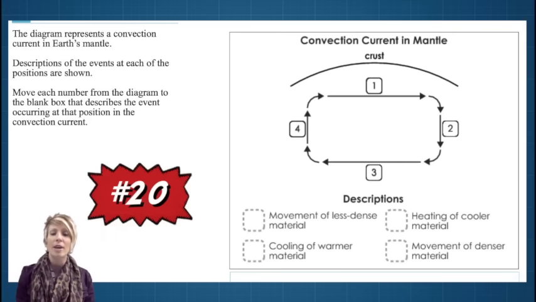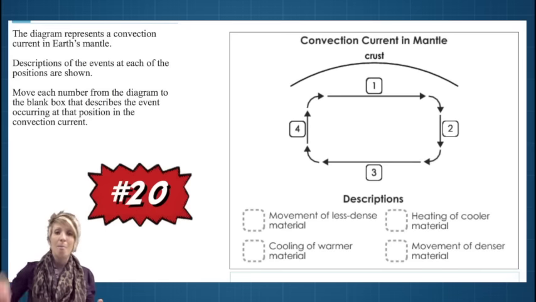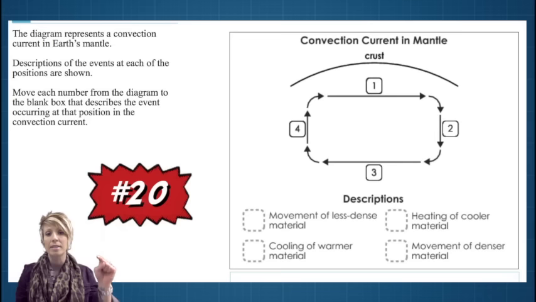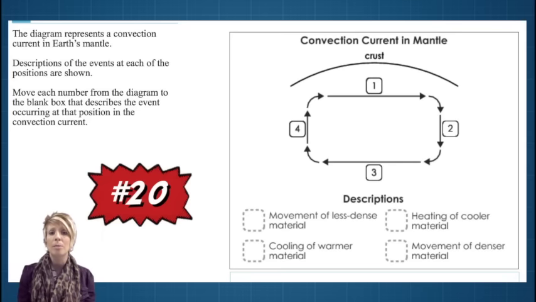Let's review what a convection current is. Convection currents happen inside the mantle. They can either bring plates together, they can move plates apart, and it's the constant movement of magma. The hot magma goes up because it's less dense, and the cool magma goes down because it's more dense. So using that knowledge, I want you to figure out what the convection currents are doing in this diagram. Put your numbers in the labels, and then we'll move on.